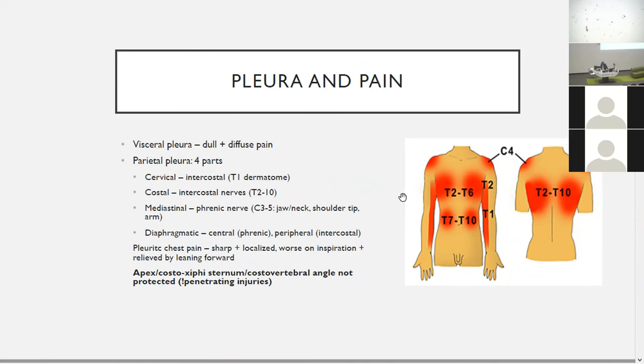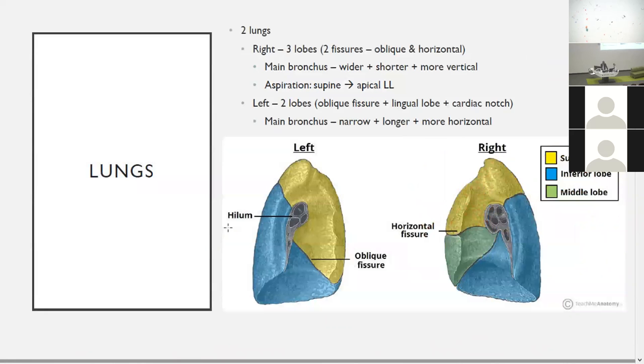Just some other stuff about the pleura. There are regions of the pleura that are not well protected. Your apices here protrude beyond the bony part of your thoracic wall, which means that any traumatic, penetrating injury here will likely perforate the pleura. You also have that in your sternal area and at the back here. Every other part is protected by the thoracic wall and the musculature. Any questions so far? No?